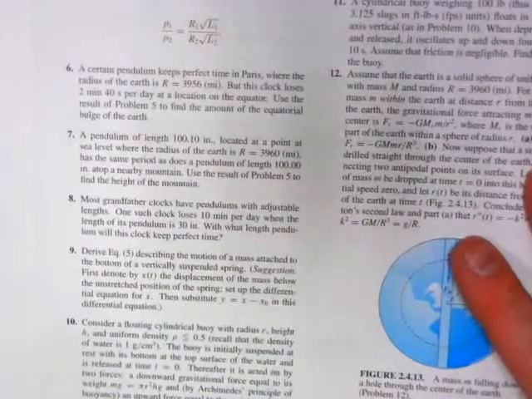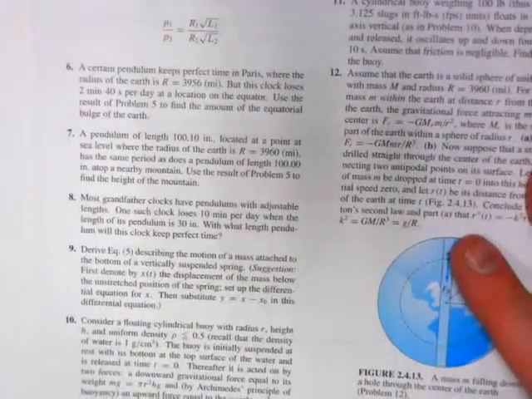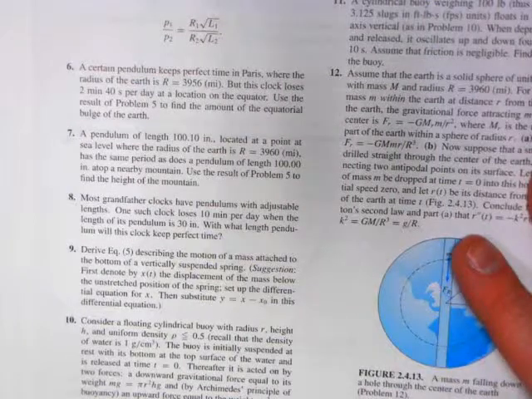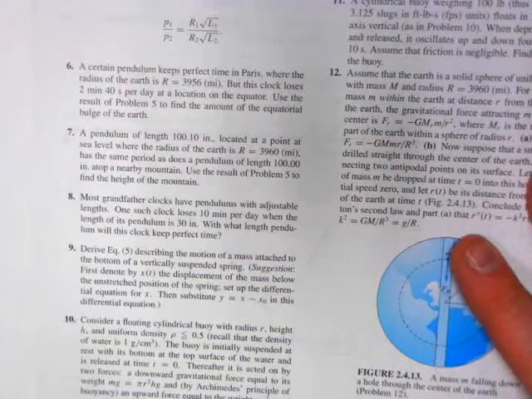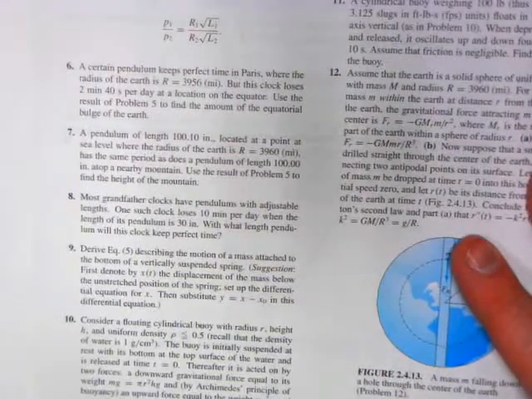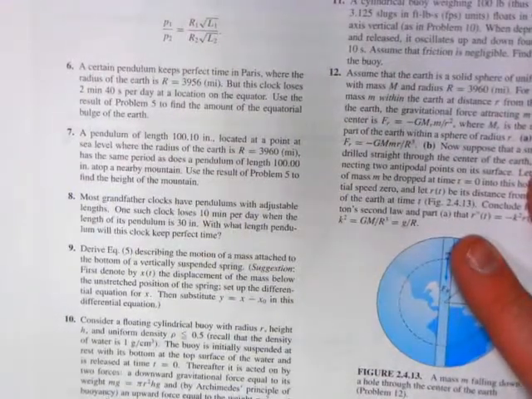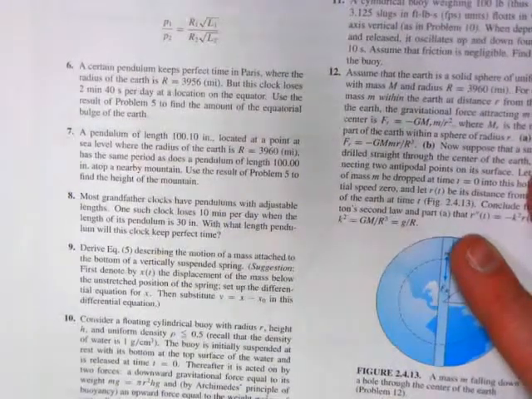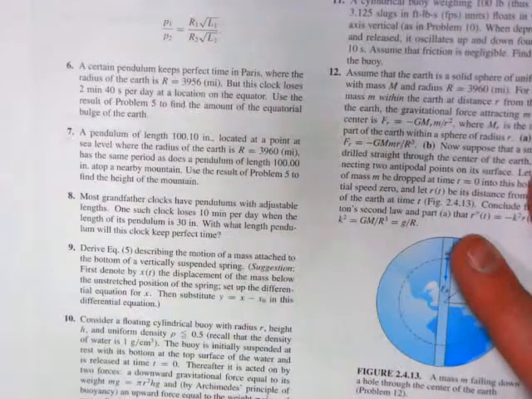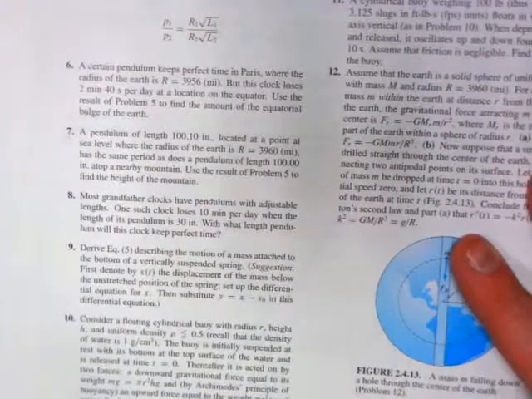Problem 6 says, a certain pendulum keeps perfect time in Paris, where the radius of the Earth is 3,956 miles. But this clock loses 2 minutes and 40 seconds per day at a location on the equator. Use the results of problem 5 to find the amount of equatorial bulge of the Earth.